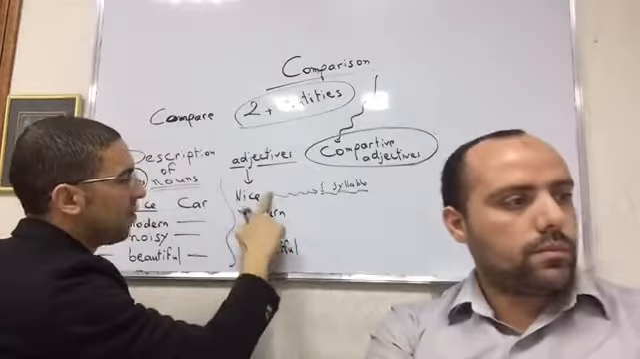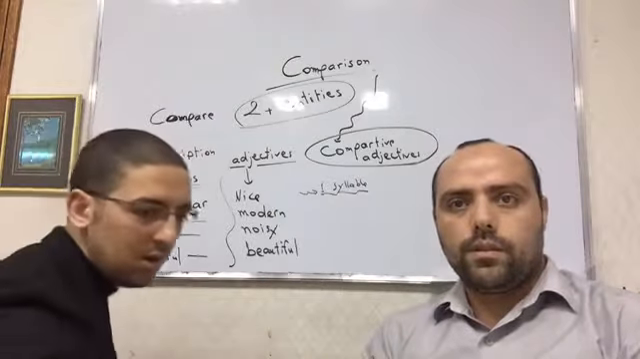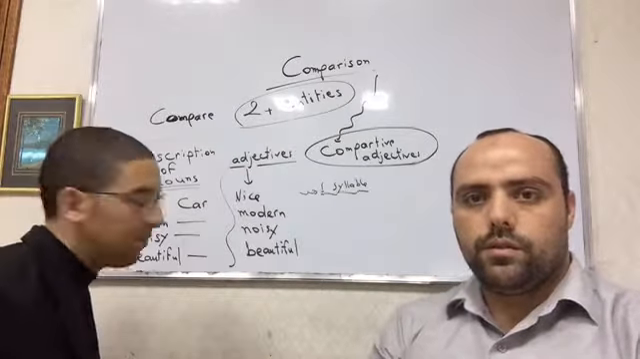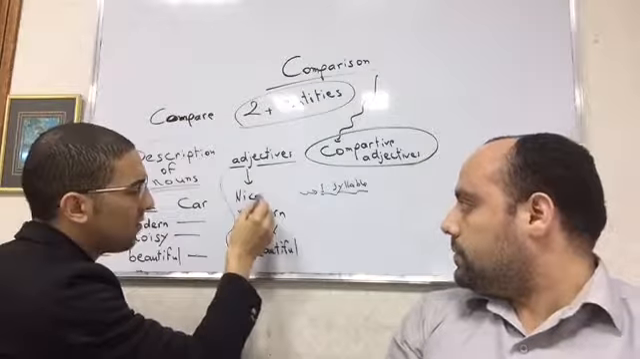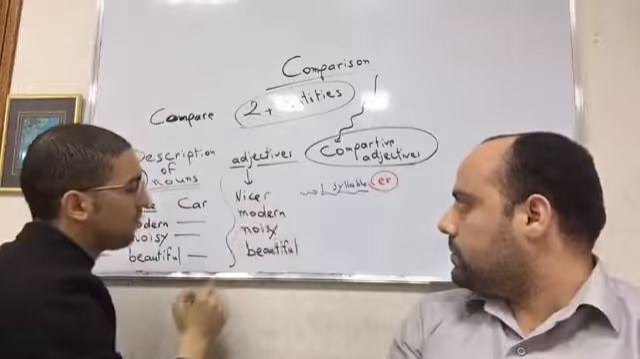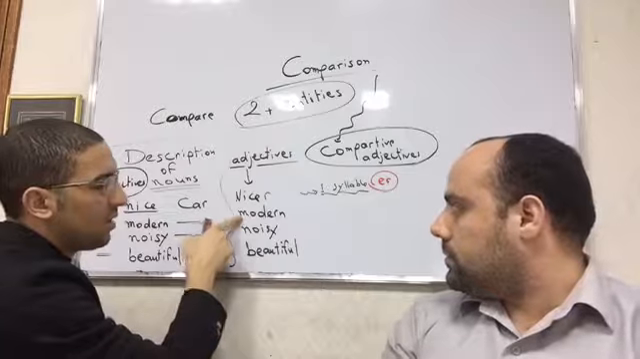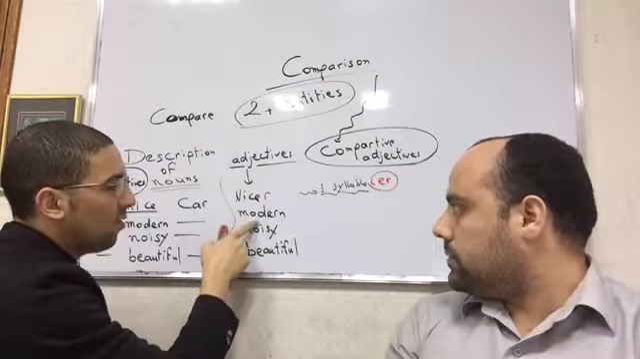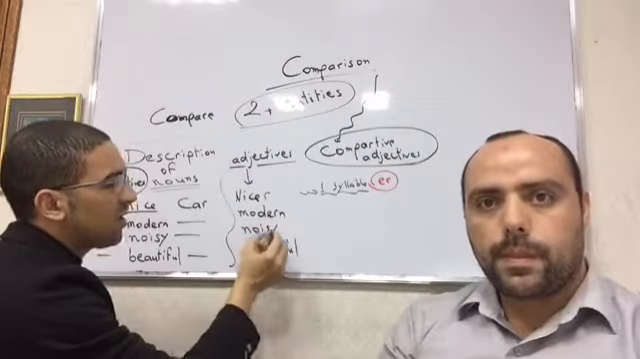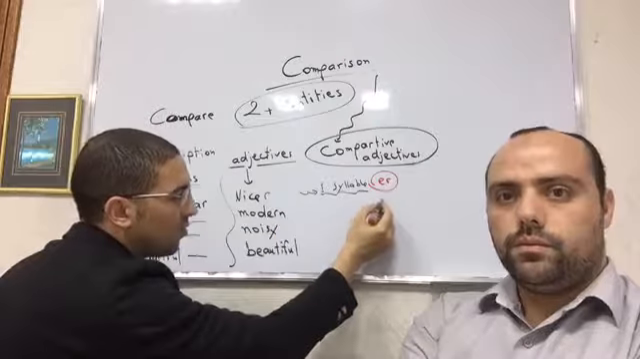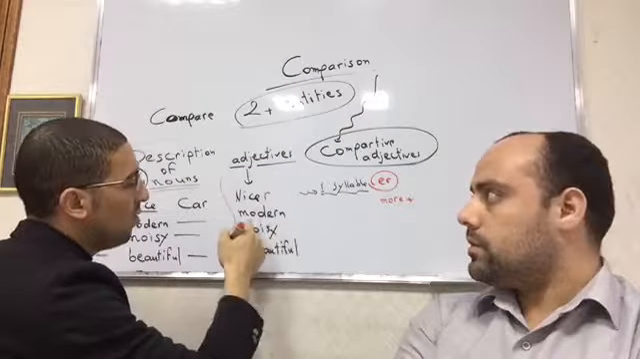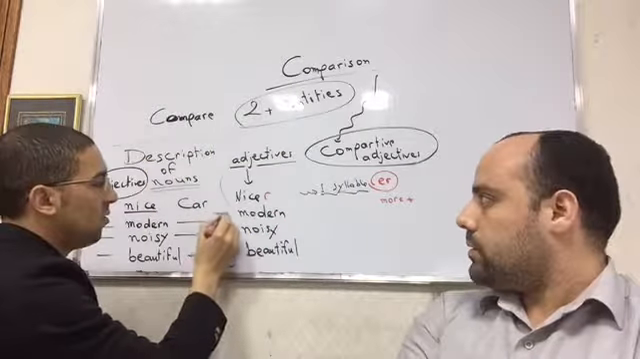If you have one syllable, for example, nice, you're going to add ER. So if you have one syllable, you add ER. And because here you already have this E, you're not going to add ER, you're going to add only R. Now modern, how many syllables do we have? We have two syllables. If you have two syllables, you're not going to add ER, but you're going to use more. So you're going to say more modern here. More modern.